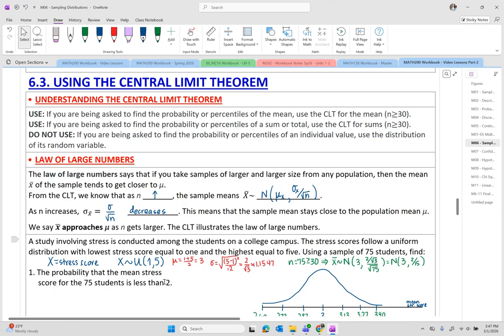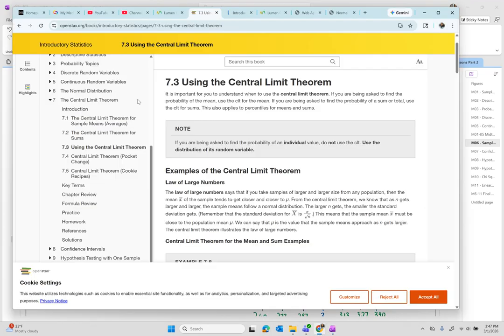We are continuing on our Statistics OER course, Unit 6, where we are learning about the central limit theorem. In this video, we will do some applications that use the central limit theorem. In the Intro to Statistics OpenStax book, this is section 7.3, using the central limit theorem.